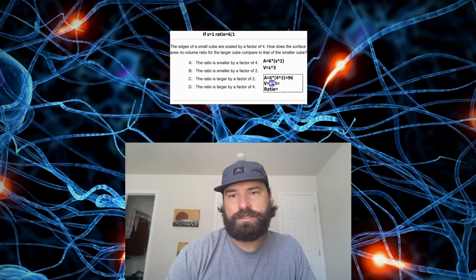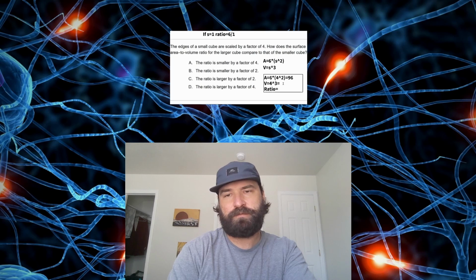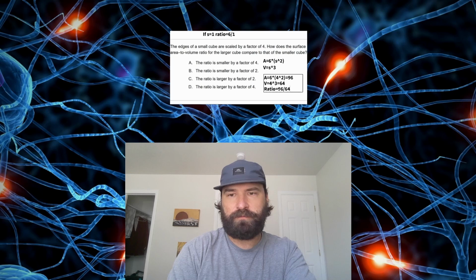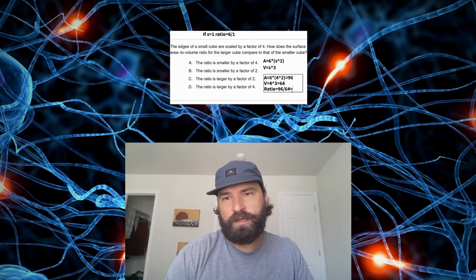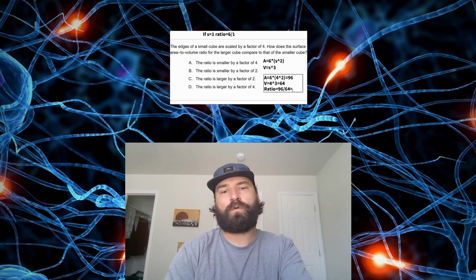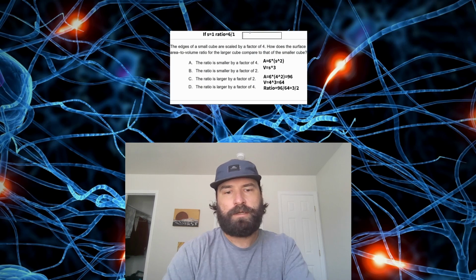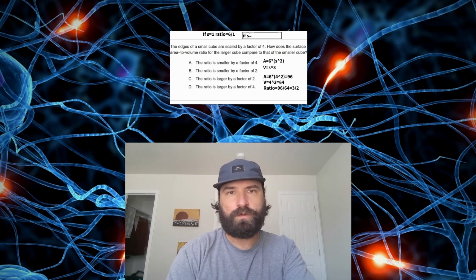And volume is just 4 cubed. 4 cubed is, so 4 times 4 is 16. 4 times 16 is 64. So now our ratio is 96 over 64. You can definitely simplify that a little bit. That's going to be 6/4 or 3/2, right? Yeah, so 32 goes into 96 3 times. 32 goes into 64 2 times. So this is 3/2. So up here we can say if S equals 4, ratio equals 3/2.